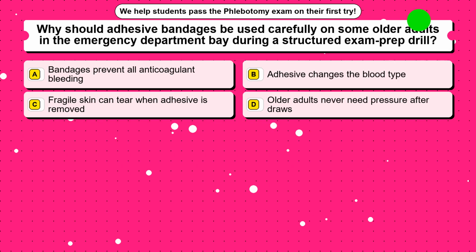Question 85. Why should adhesive bandages be used carefully on some older adults in the emergency department bay during a structured exam prep drill? Option A. Bandages prevent all anticoagulant bleeding. Option B. Adhesive changes the blood type. Option C. Fragile skin can tear when adhesive is removed. Option D. Older adults never need pressure after draws.